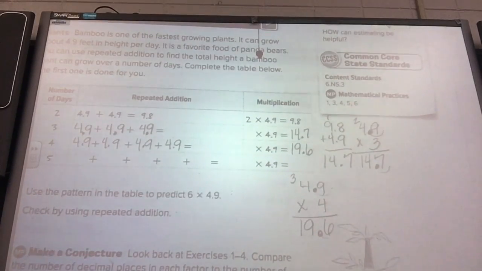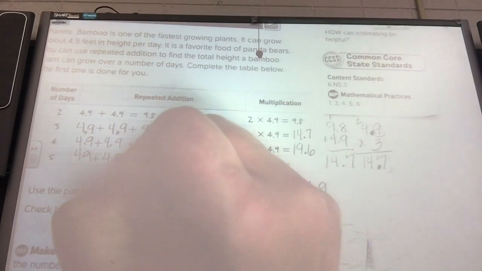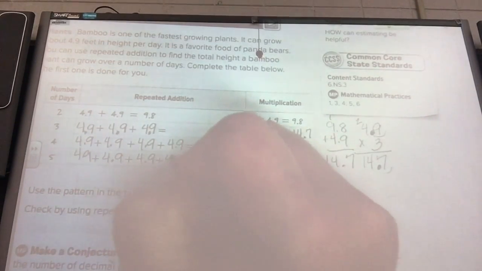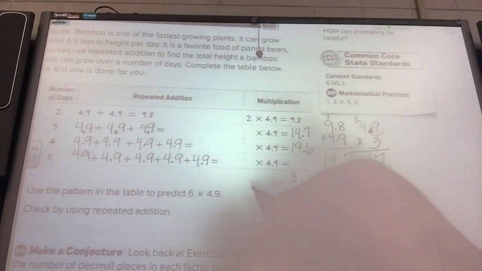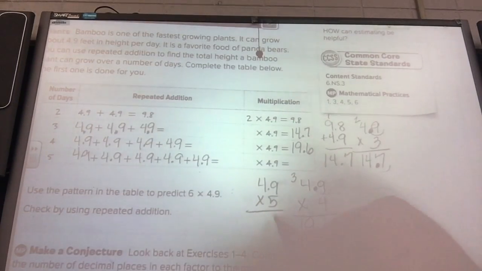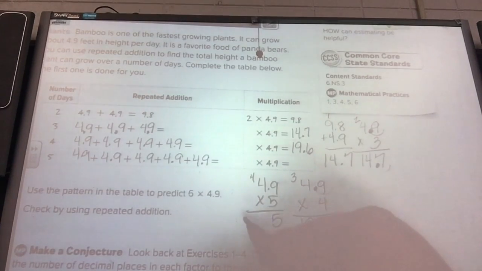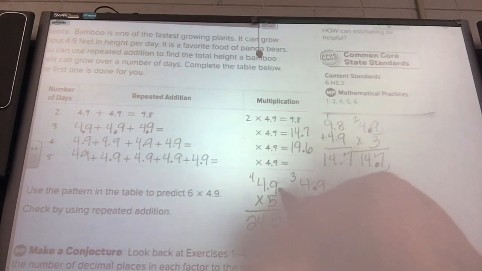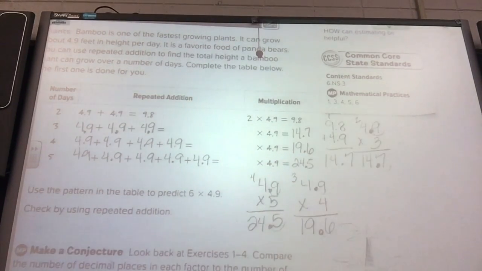All right, and we got one more here to fill in. 4.9 plus 4.9 plus 4.9. This gets really redundant. 4.9, goodness gracious. All right, or we just do 4.9 times 5, which seems a lot easier. 9 times 5 is 45. Put the 4 up. 5 times 4 is 20, plus 4, 24. Over one place. 24.5.